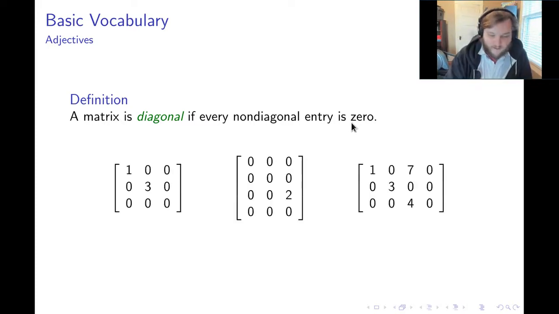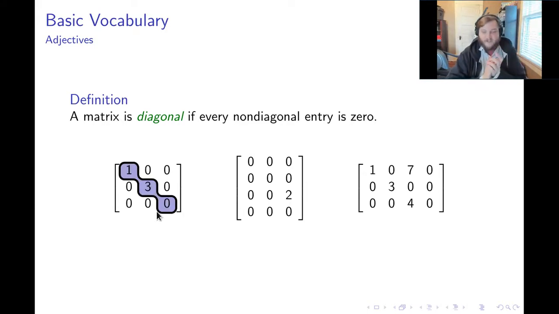So here we have a few examples. In our leftmost example here is a 3 by 3 matrix. If we just focused on the diagonal, I don't care what's in those positions, but if I'm going to call this matrix diagonal, I need everything not on that main diagonal to equal 0, and that absolutely applies here. So we have 1, 3, and 0 on the diagonal, but 0's everywhere else. So this matrix is diagonal.